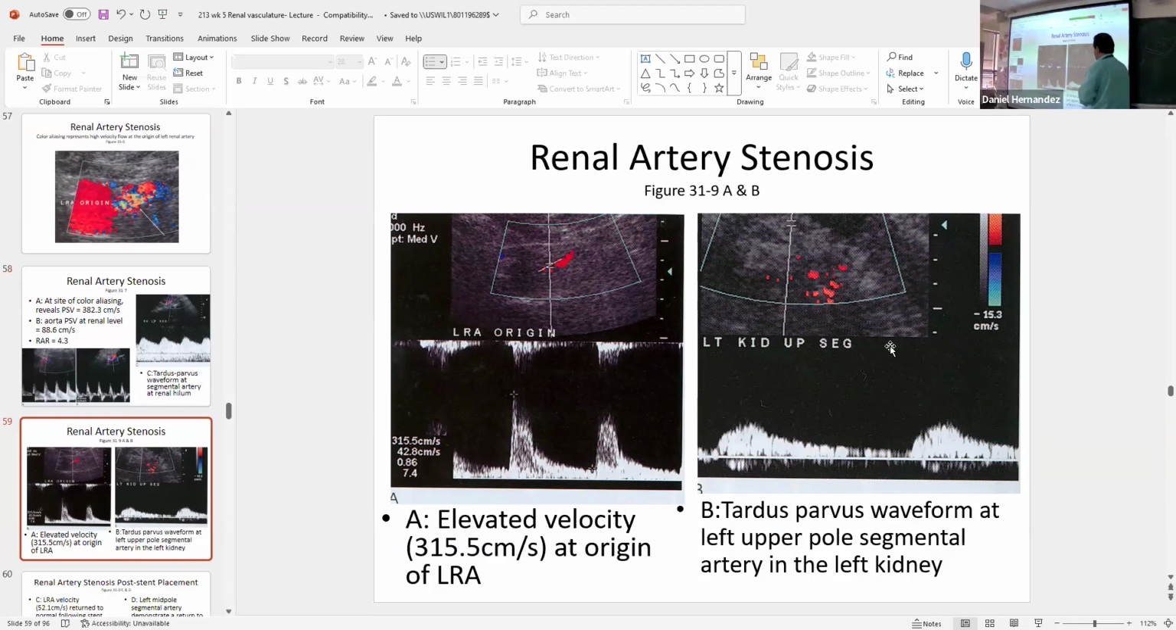Here they have very fast, elevated velocity at the origin, and then significant tardus parvus waveforms in the upper pole of the intrarenal vessels. See just how rounded it is.